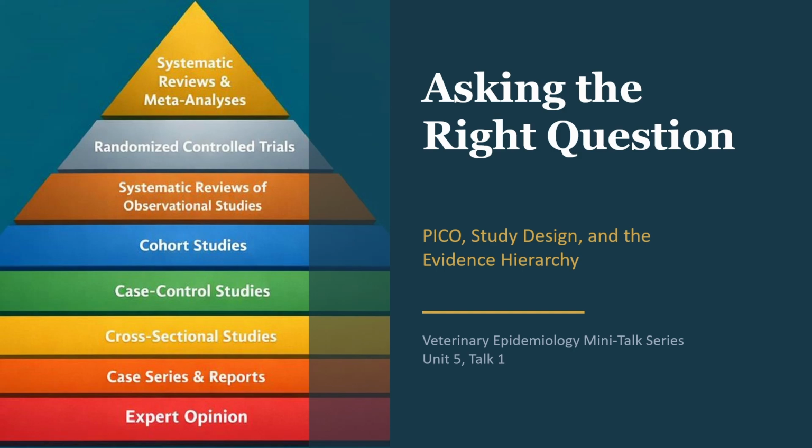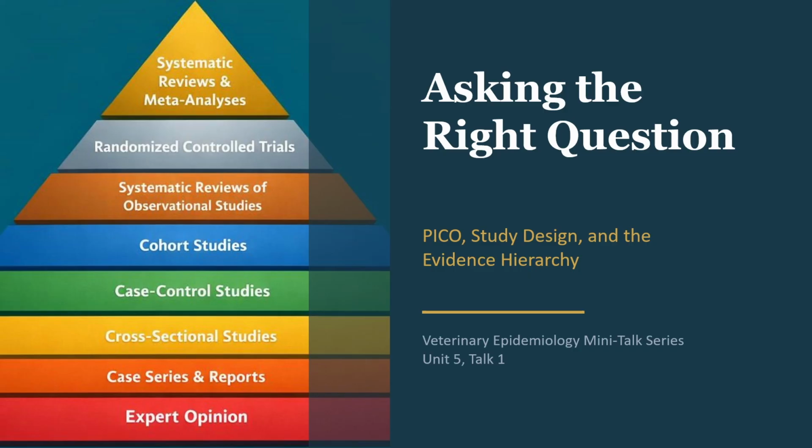Welcome to Unit 5. We build a strong foundation in probability, diagnostic testing, disease measurement, and causation. Now we turn to the architecture of evidence itself: how we design studies to answer clinical and epidemiological questions, how we evaluate the quality of that evidence, and how we apply it. This unit is where epidemiology and evidence-based medicine come together in practice.